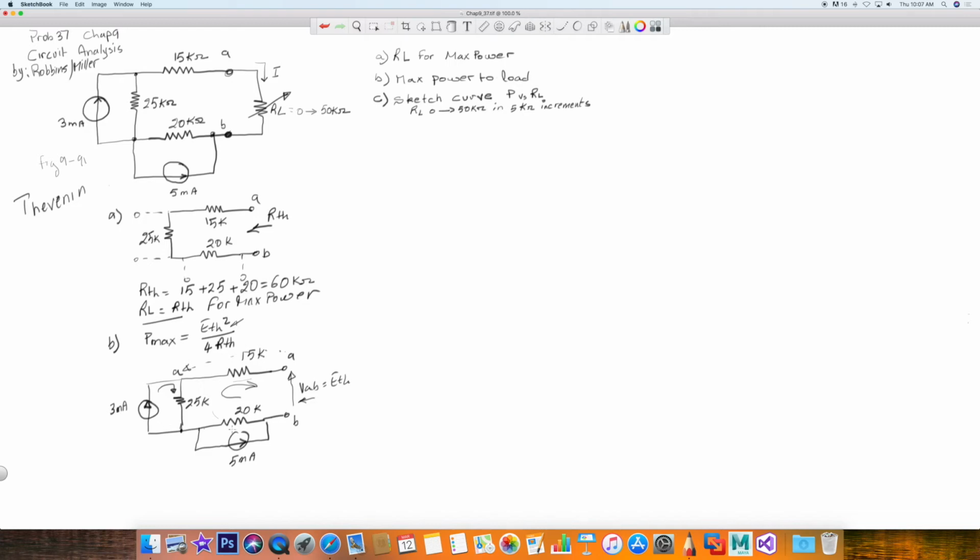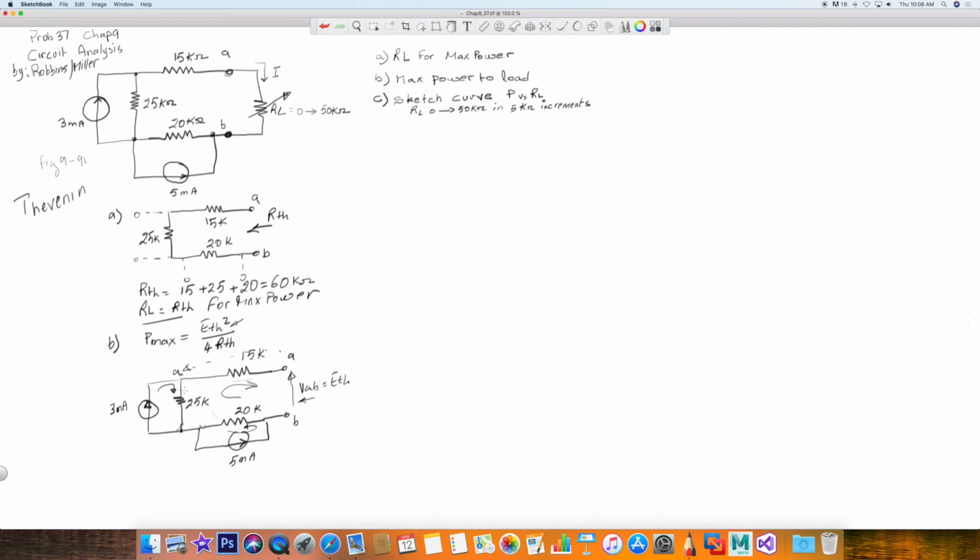And the current going through the 20K is the current coming in from the 5 milliamp. Now you would say, okay, would they add up here in this portion? No, you have loops here. So all of these loops are self-sufficient, but you have voltage drops here. So let's look at the direction of the voltage.